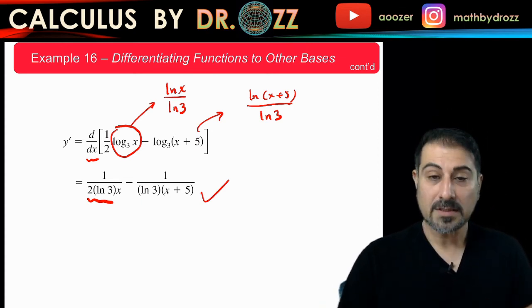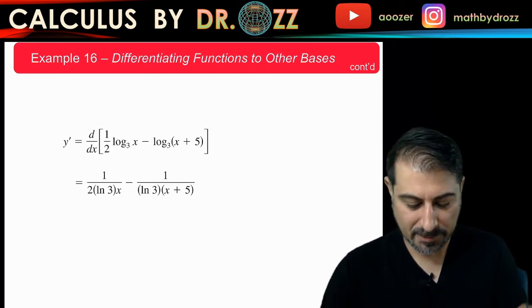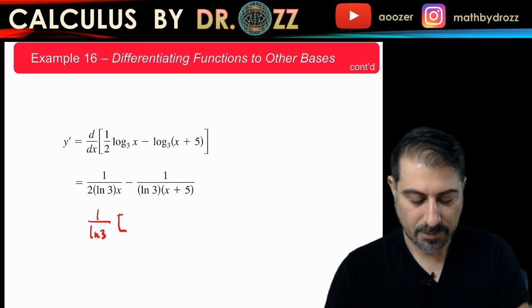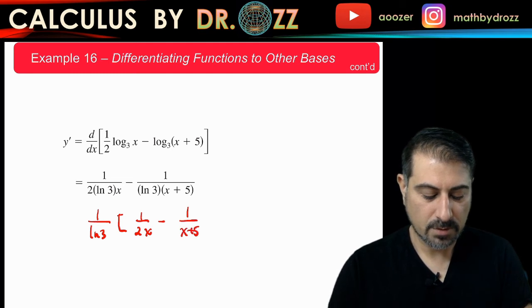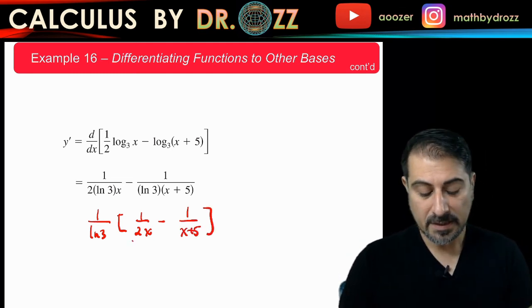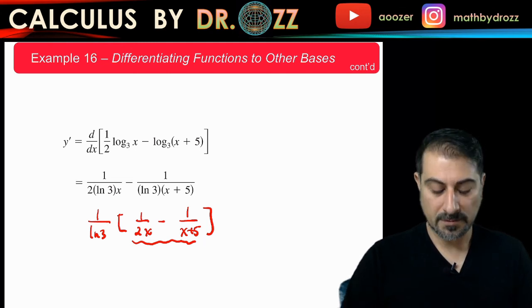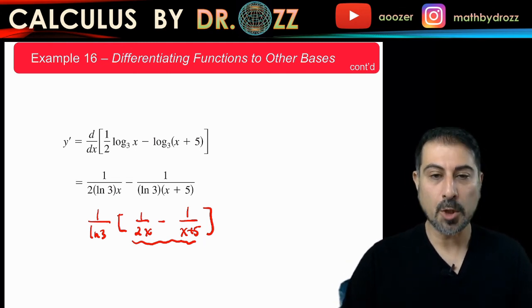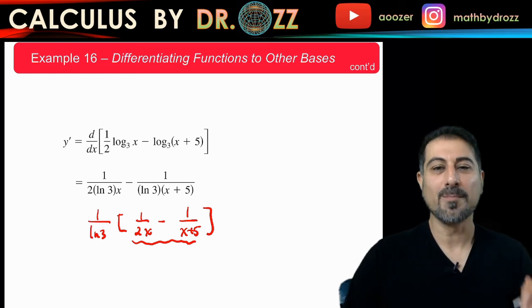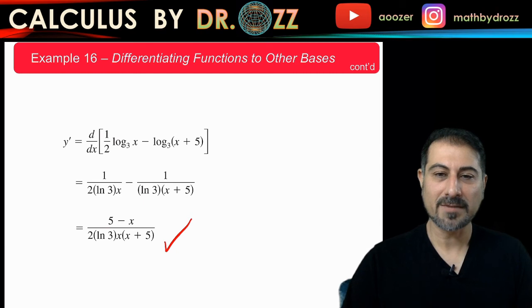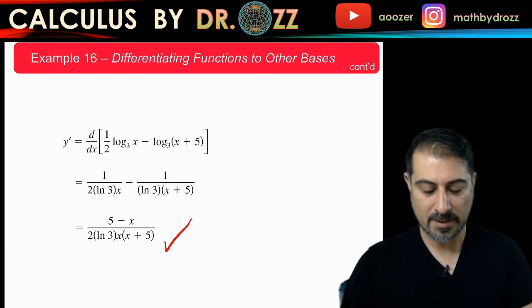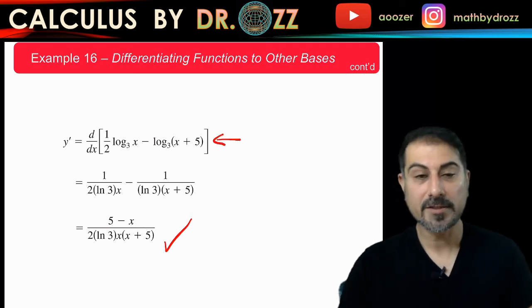In fact, you can simplify this further by pulling out 1 over ln 3. Now let's just do it together. 1 over ln 3 times 1 over 2x minus 1 over x plus 5. And you can find a common denominator to put the difference of two quotients here in one quotient, and that I'm going to skip, but you should do it by yourself. And here's the final form of the derivative of this log function provided to us in the beginning, right here.